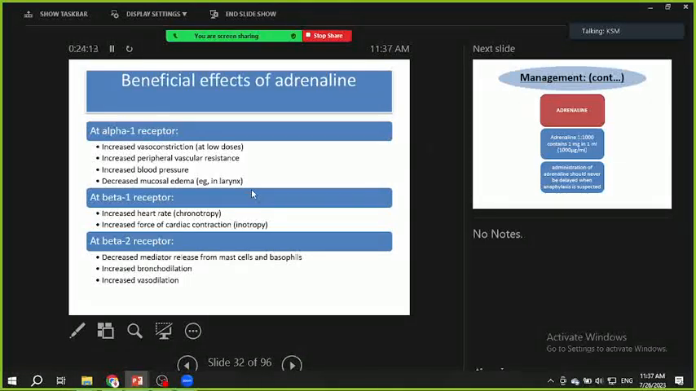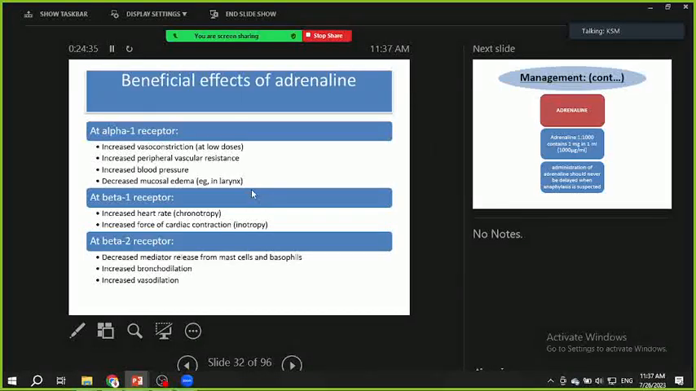It decreases the angioedema. And beta-1 receptors increase the heart rate, that's a chronotropic effect, and increase the force of cardiac contraction, that's an inotropic effect. And on top of that, beta-2 receptors decrease the mediator release from mast cells and basophils. That is one of the advantages why we use adrenaline, not noradrenaline.